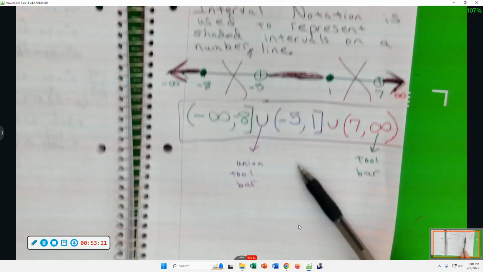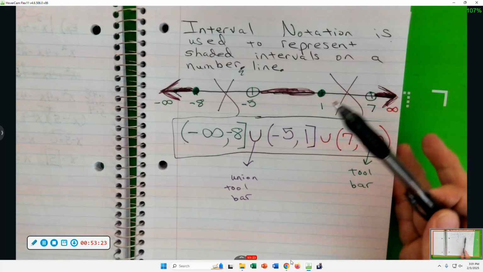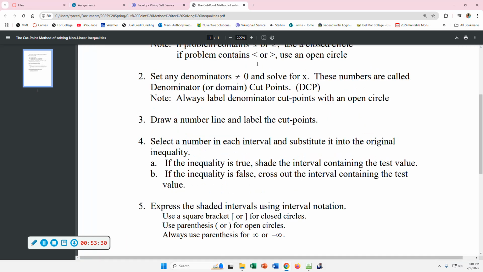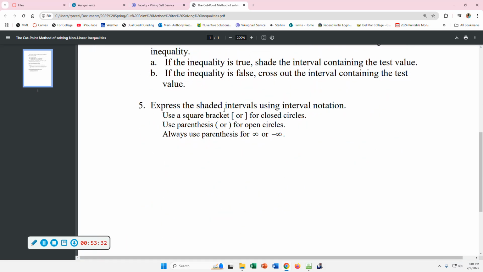And you then take it and write it in interval notation, summarizing what he said. Step 5: use a square bracket for closed circles. That's what we did on our number line. We used a parenthesis for open circles. We always use parentheses for infinities or negative infinities. I guess I could have said you use a square bracket for closed circles and a parenthesis for everything else. Yeah, that would be a good way of working.